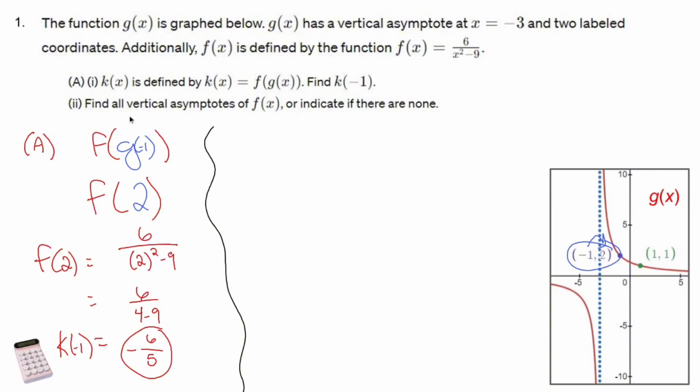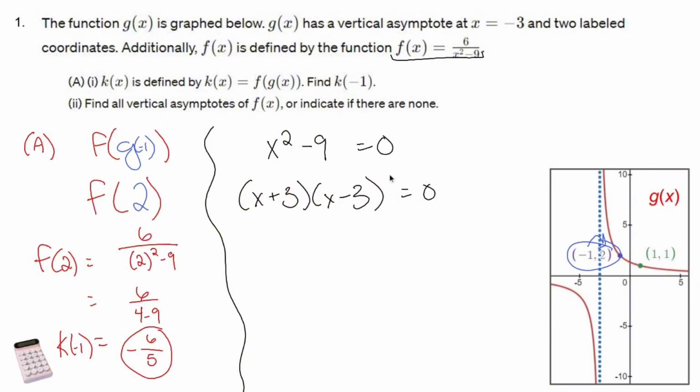Part 2 is asking you to find all the vertical asymptotes of f of x, or indicate if there are none. f of x is given to us by that. Vertical asymptotes exist when the denominator is equal to 0. So x squared minus 9 equals 0. 2 ways you could do this. You can add 9 to both sides and take the square root, or you can factor this: x plus 3, x minus 3.